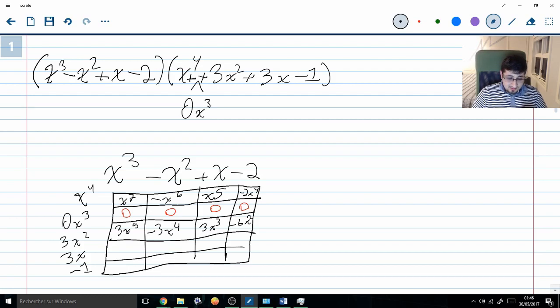Finally, 3x times x cubed, that would be 3x to the 4th. 3x minus x squared, that's minus 3x cubed. 3x times x is 3x squared, and minus 6x. Finally, minus 1 times all of these, meaning just switch the signs. Minus x cubed plus x squared minus x and 2.